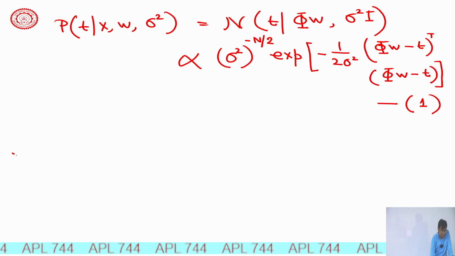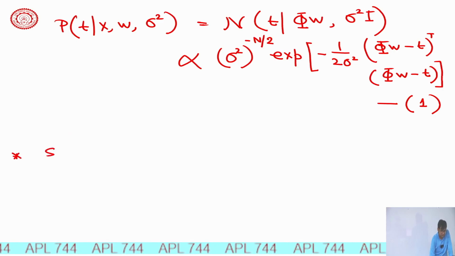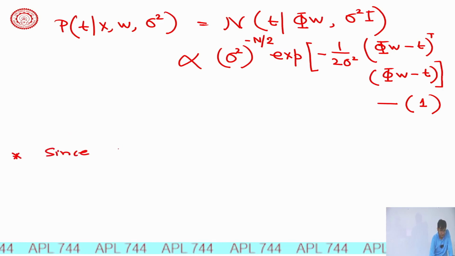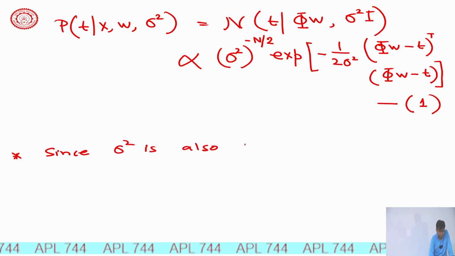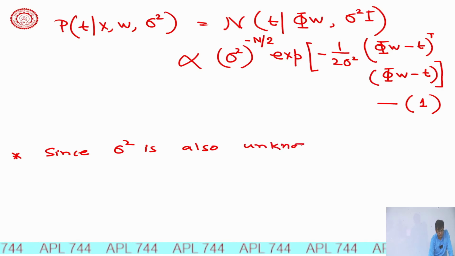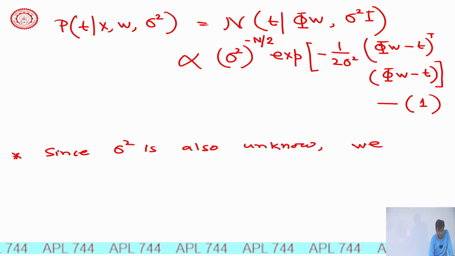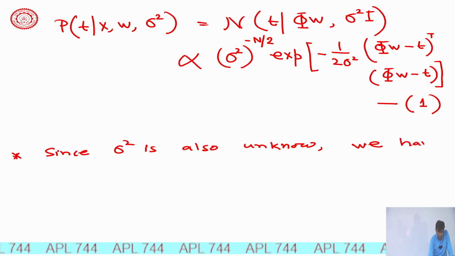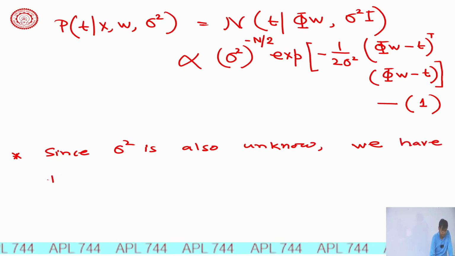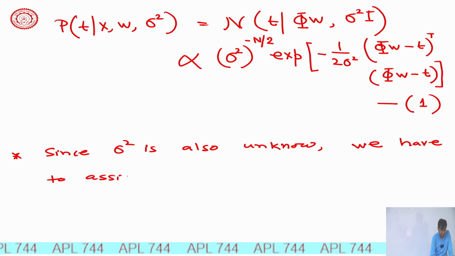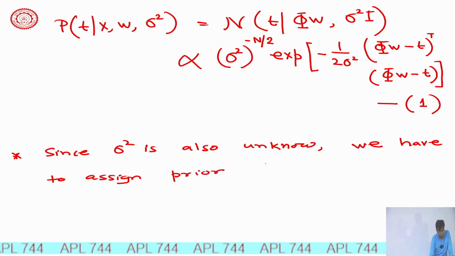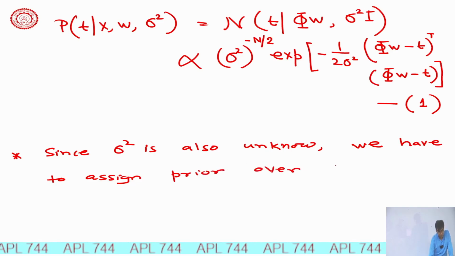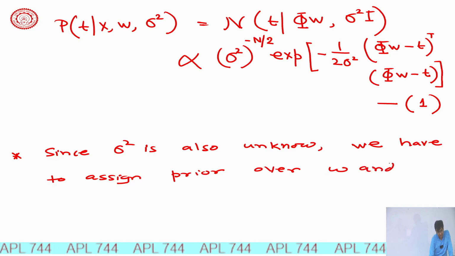Since sigma square is also unknown, we have to assign a prior over W and sigma square.